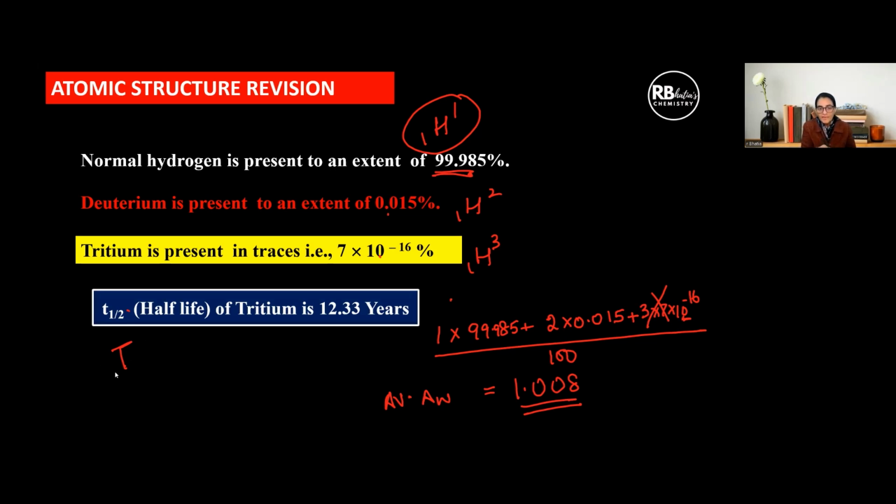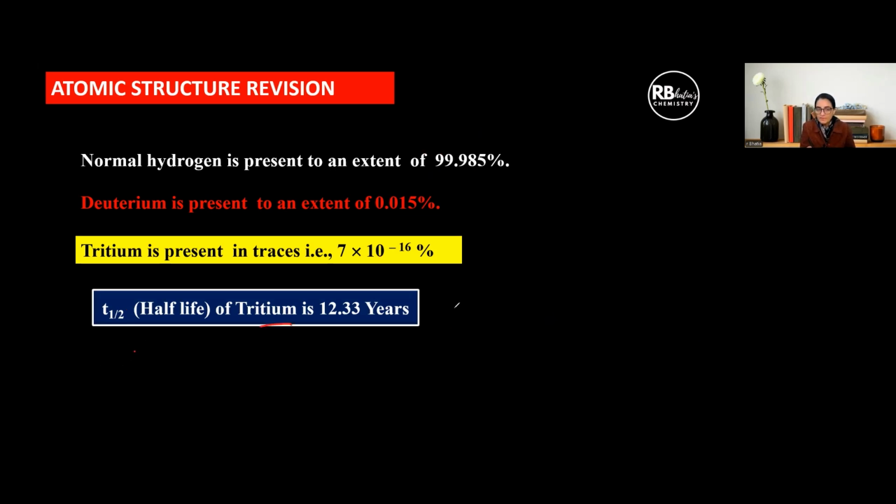For example, if its half-life is 12.33 years, it means if today I have 1 gram of tritium, then after 12.33 years, I'll be left with only 0.5 gram. We have not used it, we have not done anything, but in nature it keeps decaying on its own. Similarly, in the next 12.33 years, it will be left to 0.25. This is what we mean by half-life period.